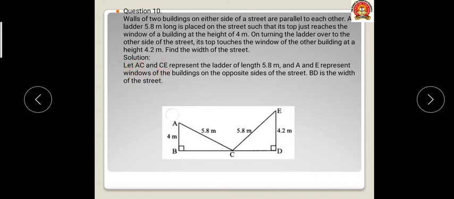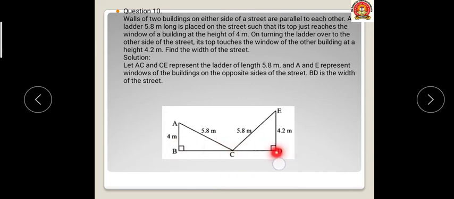Now see, let AC and CE represent the ladder of length 5.8. A and E represent the windows of the buildings on opposite sides of the street. A is the window of one building, and E is the window of the other building. And BD is the width of the street. So we have to find BD. In this question the diagram is very important. After drawing the diagram, ABC is a right angle triangle as well as ECD is also a right angle triangle. Now by the Pythagoras theorem, you can easily find BC and CD.